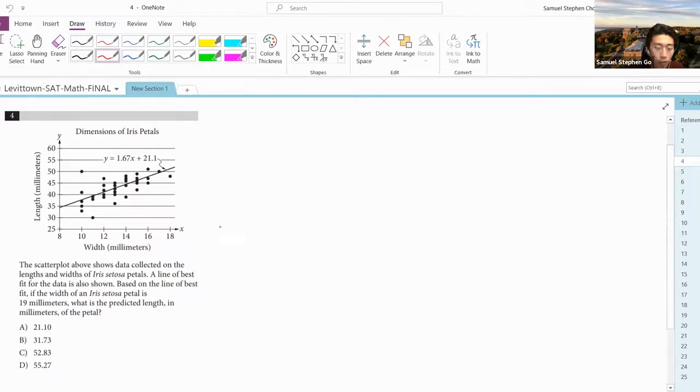Number 4 asks us, the scatter plot above shows the data collected on the lengths and widths of the petals of this sort of flower.